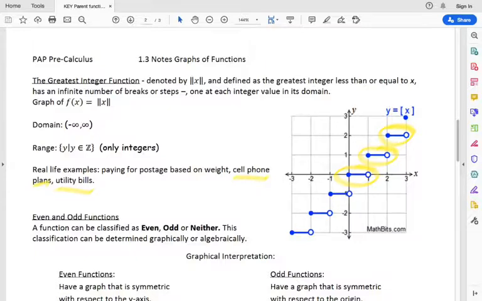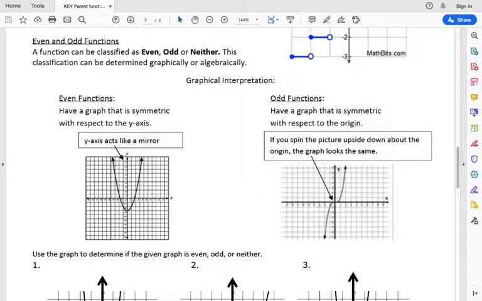Okay, so now let's focus on even and odd functions. You need to be able to classify a function as either being even, odd, or neither, as this is saying here. You need to be able to do it graphically or algebraically. So we're going to first show you how to do it graphically.